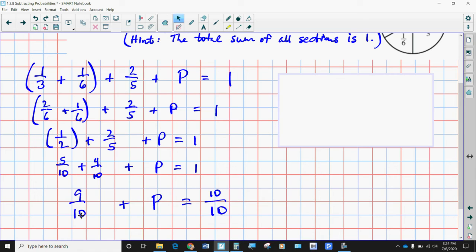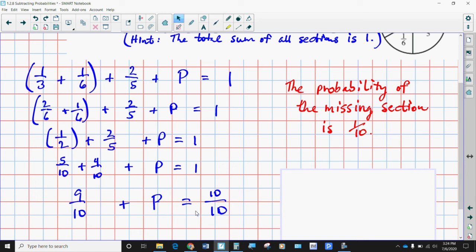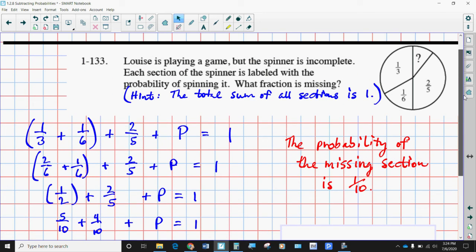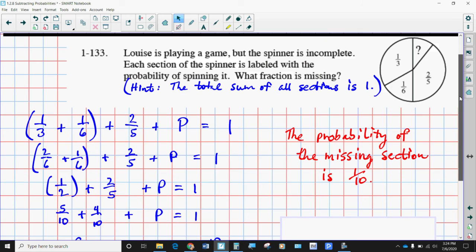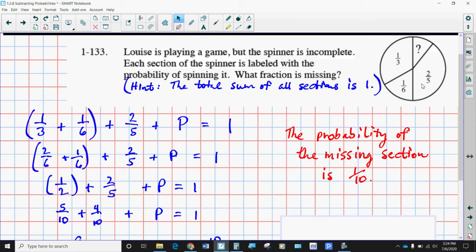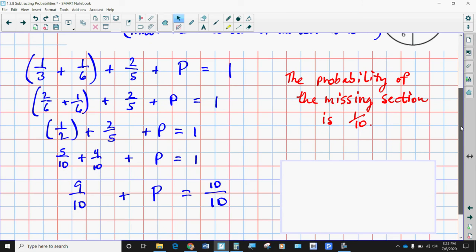Okay, so 9/10 plus something equals 10/10. Absolutely. The missing probability of that section is 1/10. Does it look like it could be about 1/10? If you broke this up into 5 equal parts and that into 5 equal parts, then there'd be a total of 10 parts, and that looks pretty close to 1/10 total. All right, so there you go.